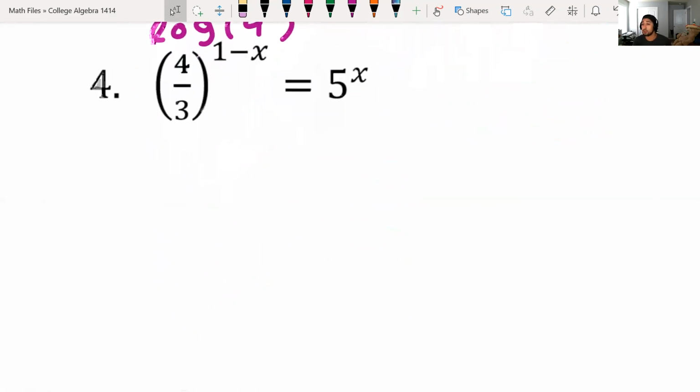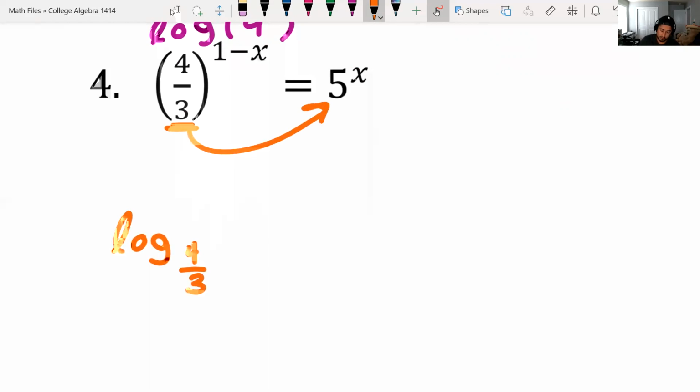4/3 to the 1 minus x equals 5 to the x. So what we're going to do here is, again, convert from exponential to logarithm. So the base we're choosing here is 4/3. So we're going to say log base 4/3 of the outside number 5 to the x is equal to the exponent 1 minus x. There you go. Just converted from exponential to log.